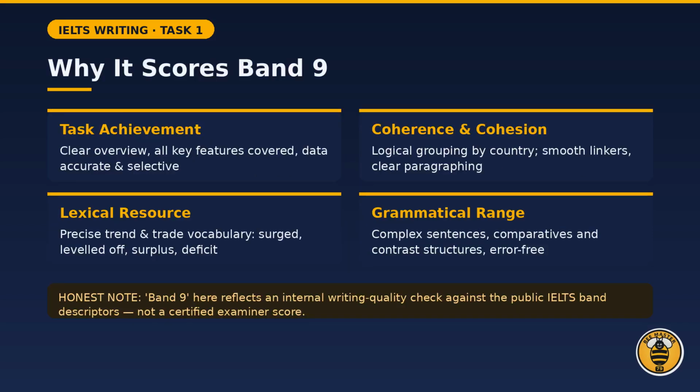Why does this score band 9? Task achievement, a clear overview with accurate selective data. Coherence, logical grouping by country with smooth linkers. Lexical resource, precise trade language like surged, leveled off, surplus and deficit. And grammatical range, controlled complex sentences and comparisons.